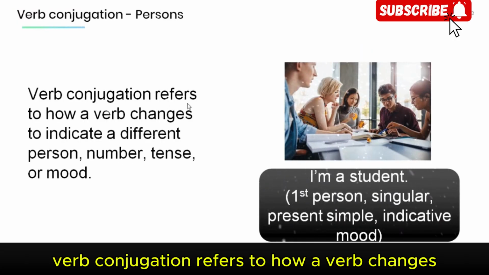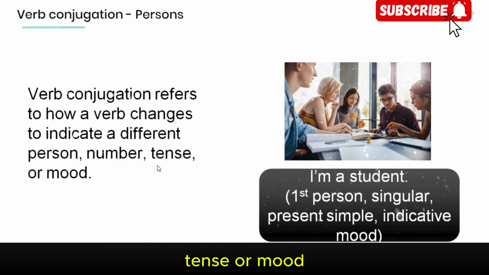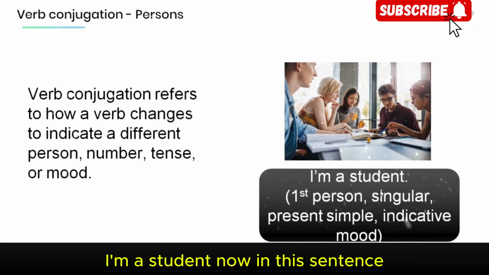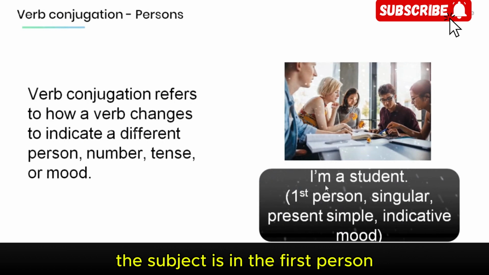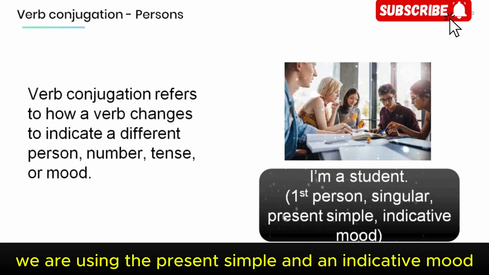Verb conjugation refers to how a verb changes to indicate a different person, number, tense, or mood. Let's have a look at the following example. I'm a student. Now in this sentence, the subject is in the first person, it is singular. We are using the present simple and an indicative mood.